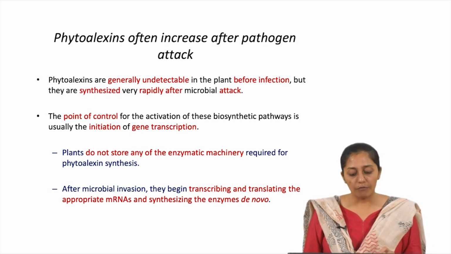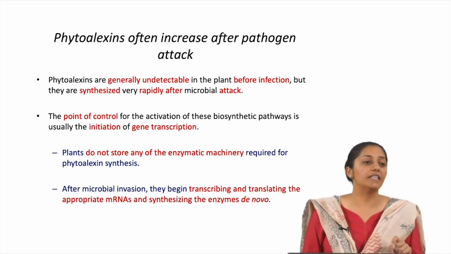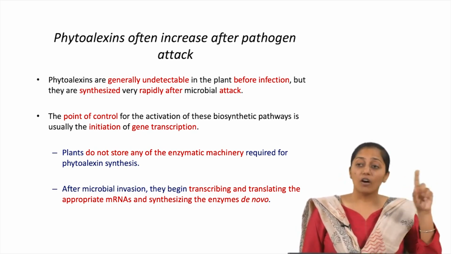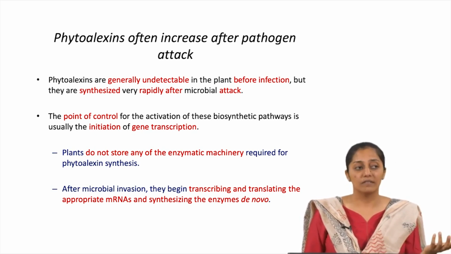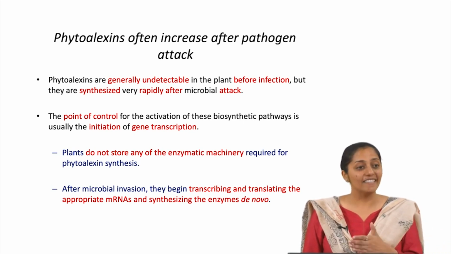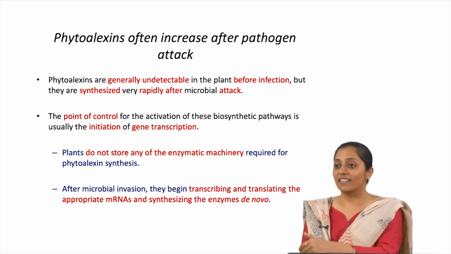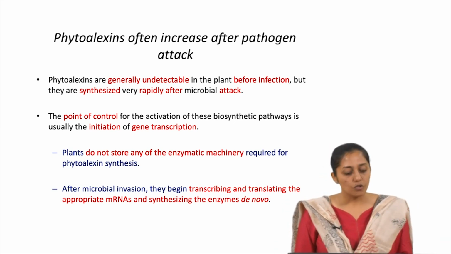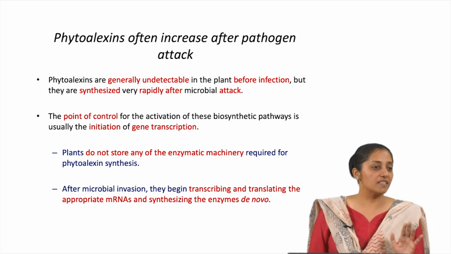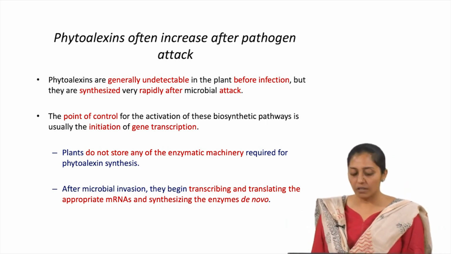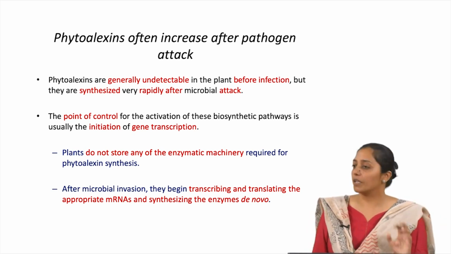So, the point of control for the activation of these biosynthetic pathways is usually the initiation of gene transcription. Now, what is involved? It is de novo synthesis. A signal cascade mechanism is involved where jasmonic acid or salicylic acid, ethylene, everything is involved. So, plants do not store any of the enzymatic machinery required for phytoalexin synthesis. After microbial invasion, they begin transcribing and translating the appropriate mRNA for that particular synthesis.